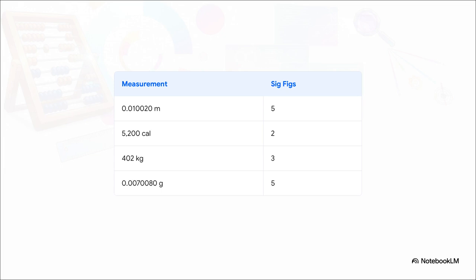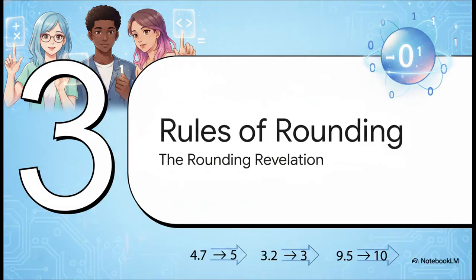Next up, 5,200 calories. No decimal point, so the trailing zeros don't count, giving us just 2. What about 402 kilograms? That zero is captive, so we've got 3. And finally, 0.0070080 grams. Skip the leading ones, count the captives, and keep the trailing one because of the decimal. Boom, 5 significant figures. All right, let's get into Section 3, the rules of rounding.